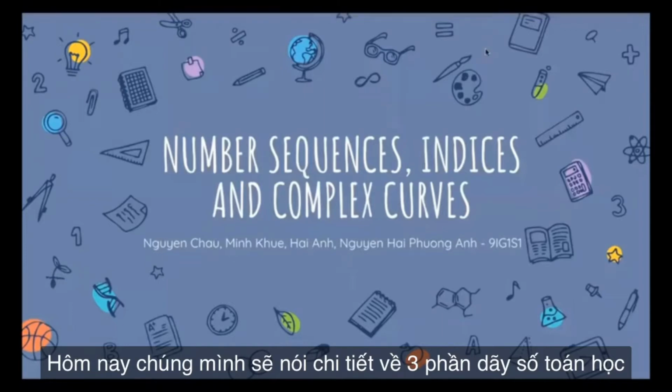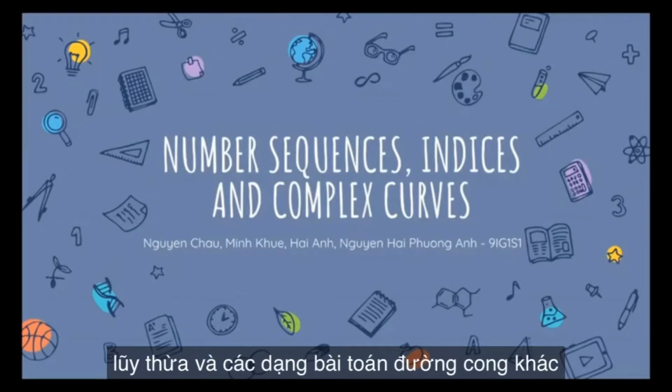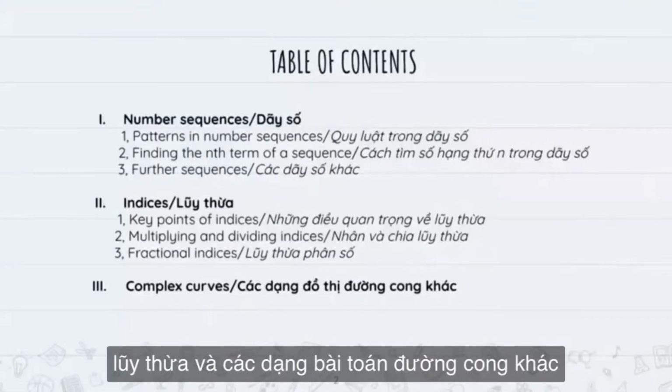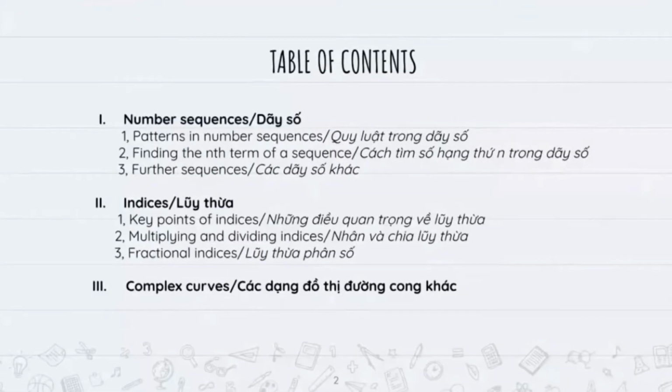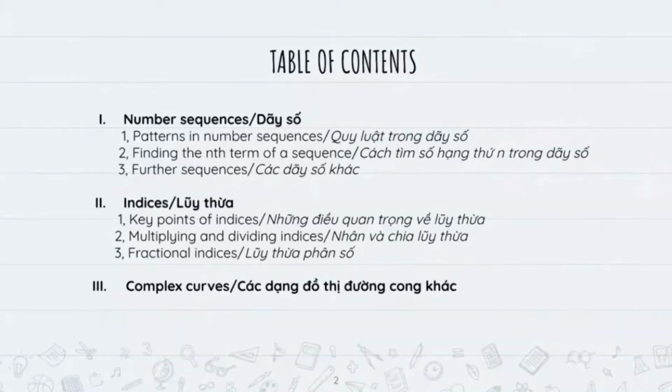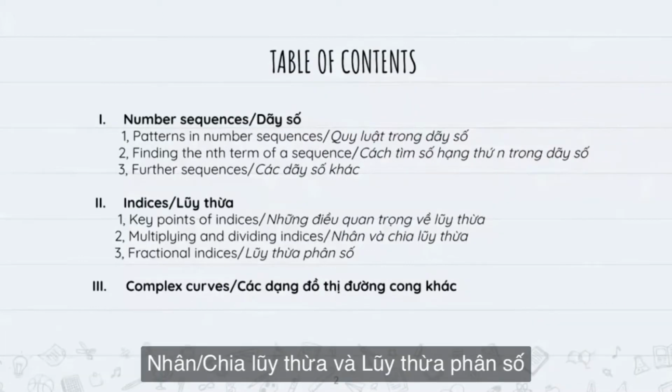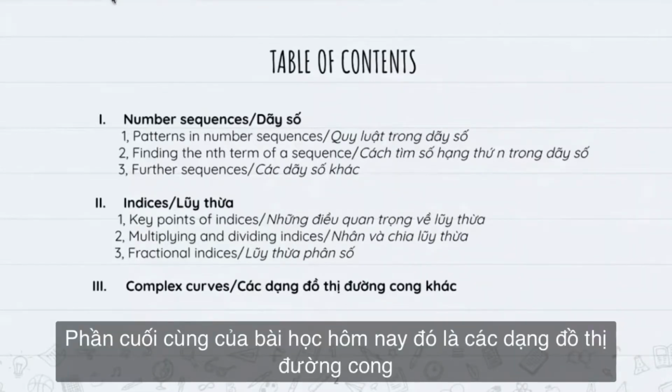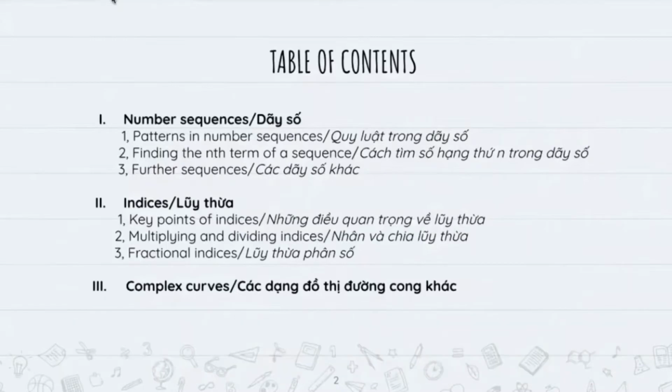17, 18, and 22. Today we're going to talk about number sequences, indices, and complex curves. In detail, today we're going to talk about number sequences, which consists of patterns in number sequences, finding the nth term, and further sequences. In indices, we're going to talk about key points of indices, multiplying and dividing indices, and fractional indices. And the last topic we're going to talk about is complex curves.